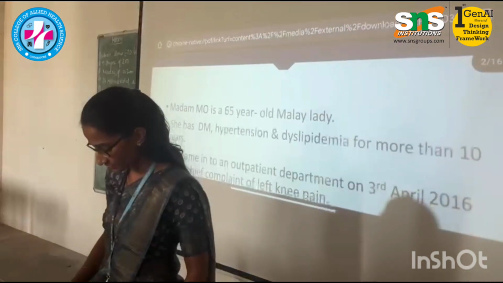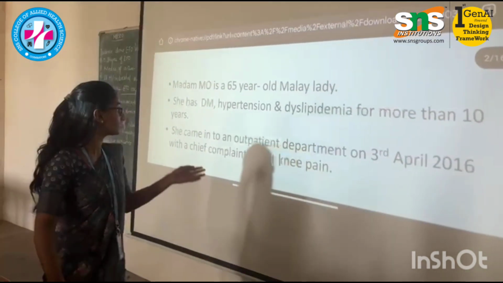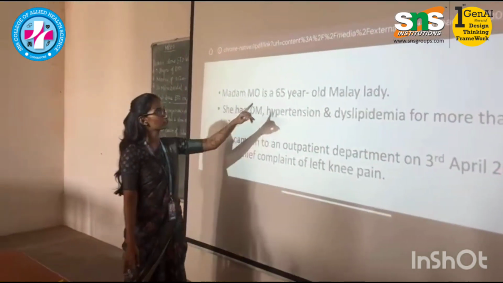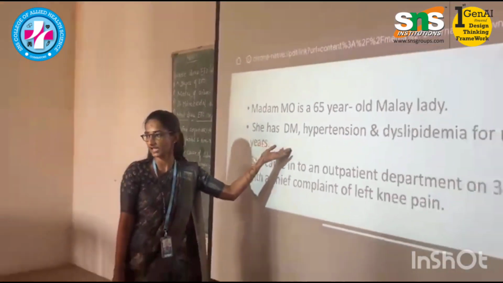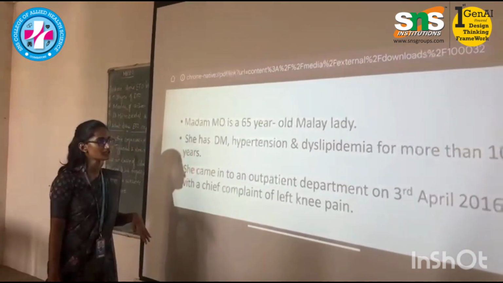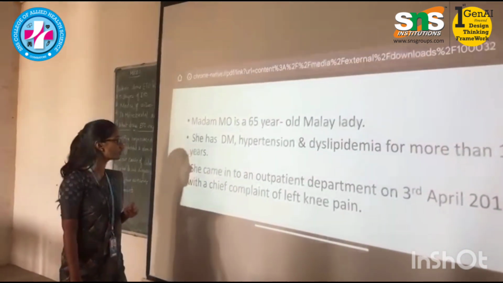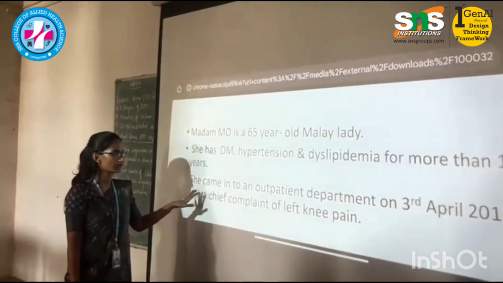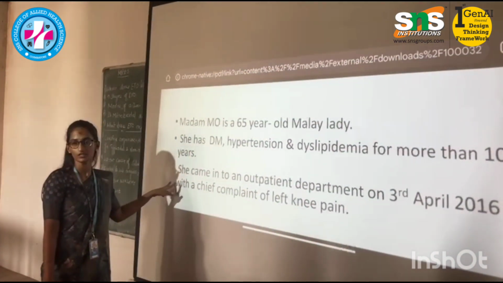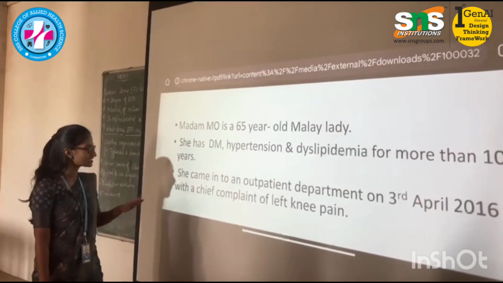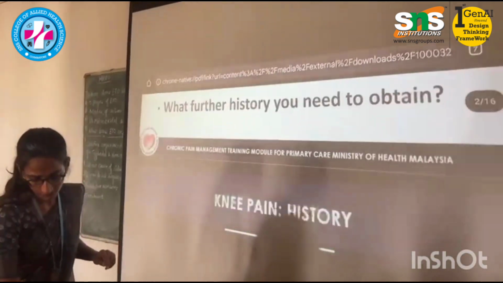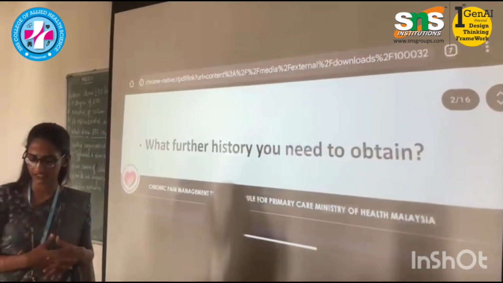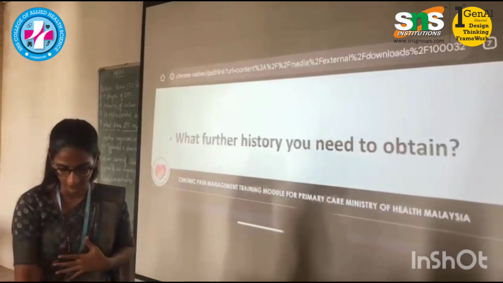We have the history of a patient named Madam M.O., who is 65 years old and has DM, that is diabetes mellitus, hypertension and dyslipidemia for more than 10 years. She came to the outpatient department on April 3rd, 2016 with the chief complaint of left knee pain. What further history would you need to obtain for this patient?